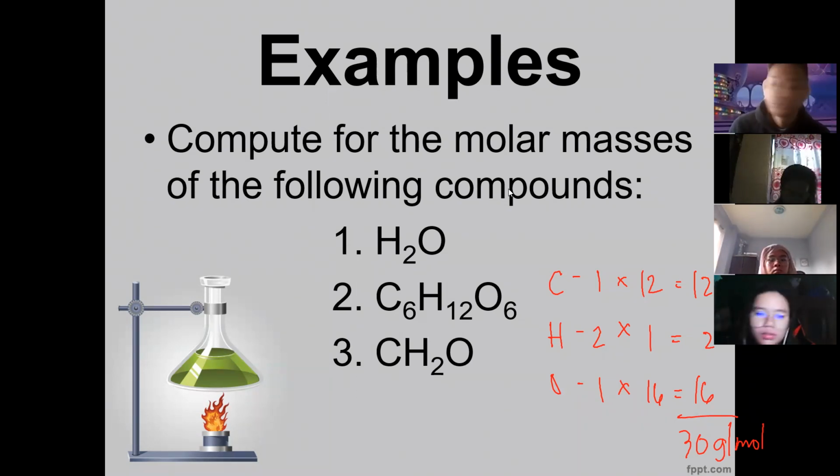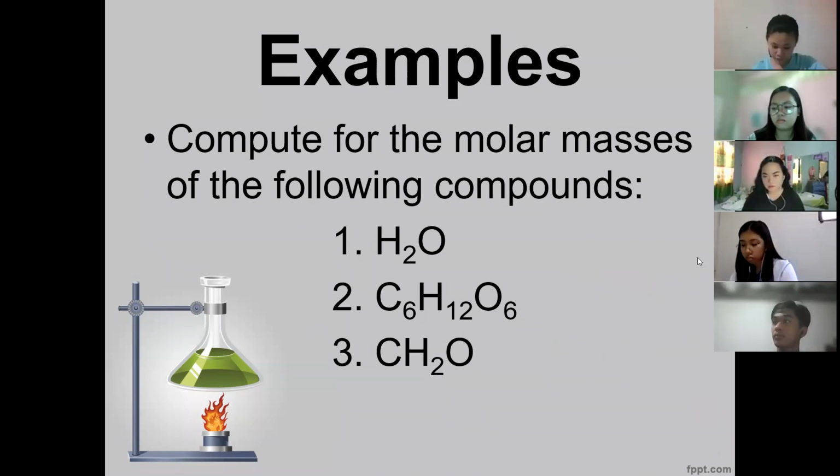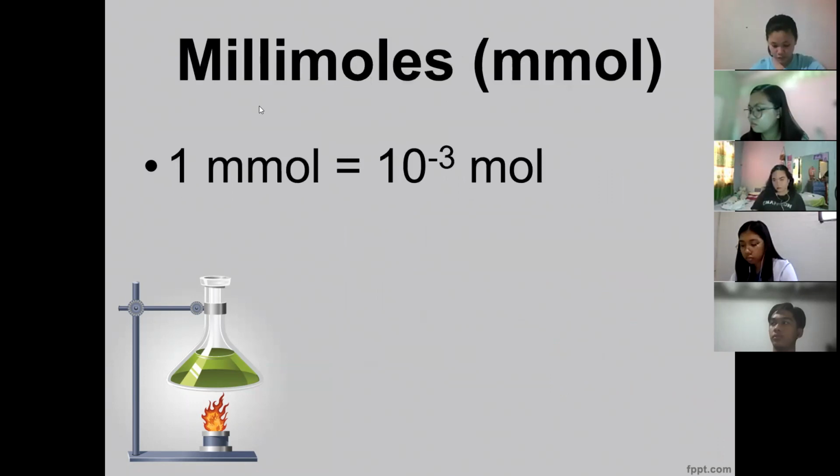Any question about the computation ng molar mass? Wala, naintindihan yan ha. Sino dito yung hindi na medyo na-confuse pa para balikan natin siya? Kaya. I believe kaya. Dali lang na siya.